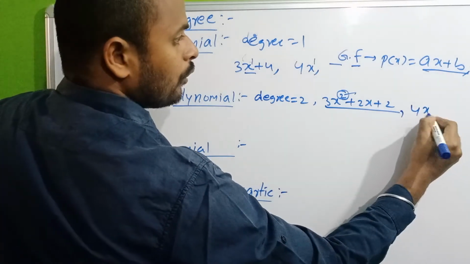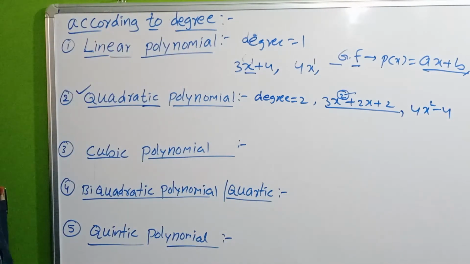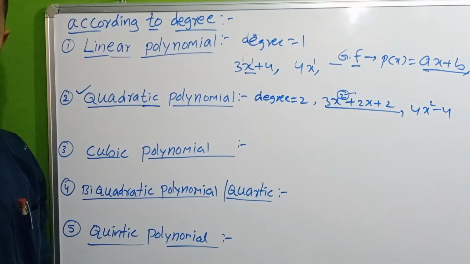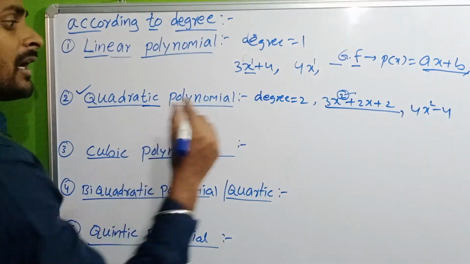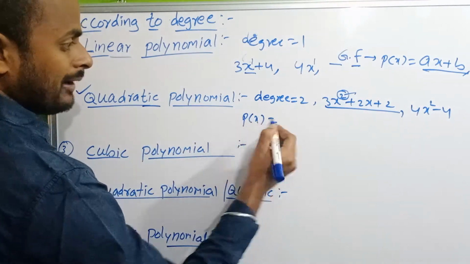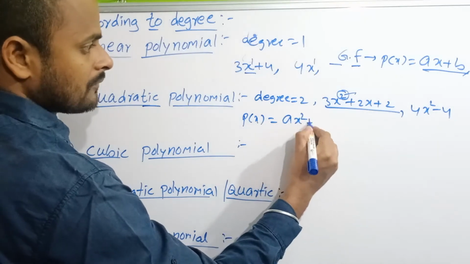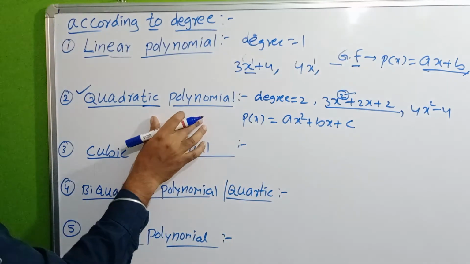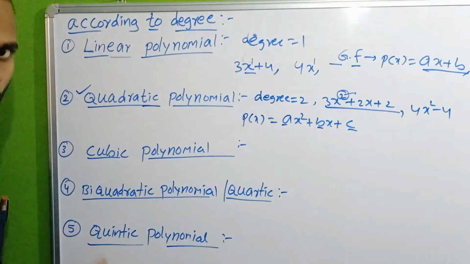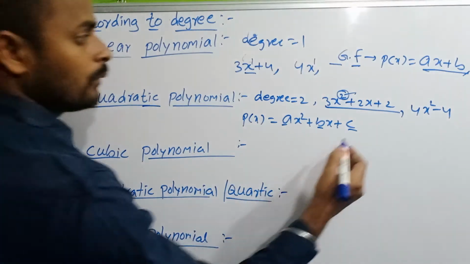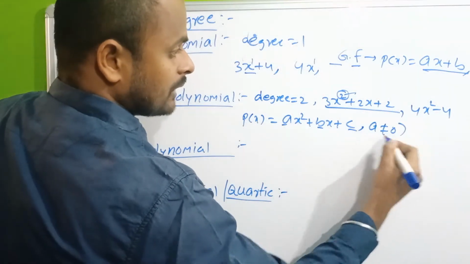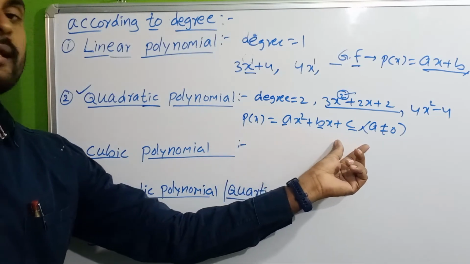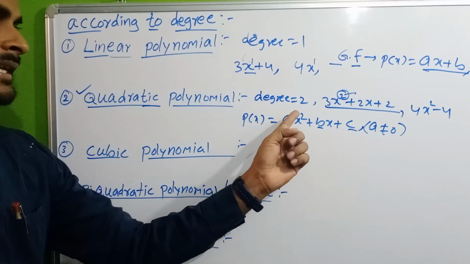Or 4x square minus 4. Here what is the degree? 2 is the degree. So this is also a quadratic polynomial. Understand? In this way, the general form of a quadratic polynomial with variable x is ax square plus bx plus c, where a, b, c are constants and x is the variable. And the condition is a is not equal to 0. So p of x is equal to ax square plus bx plus c is a quadratic polynomial, because its degree is 2.